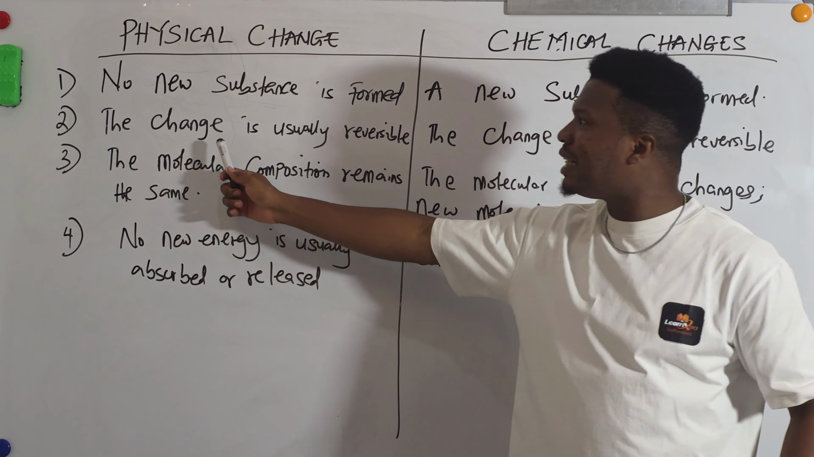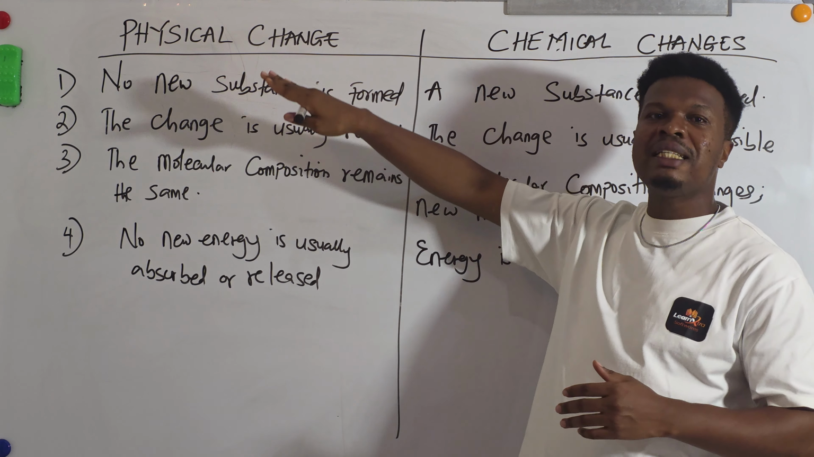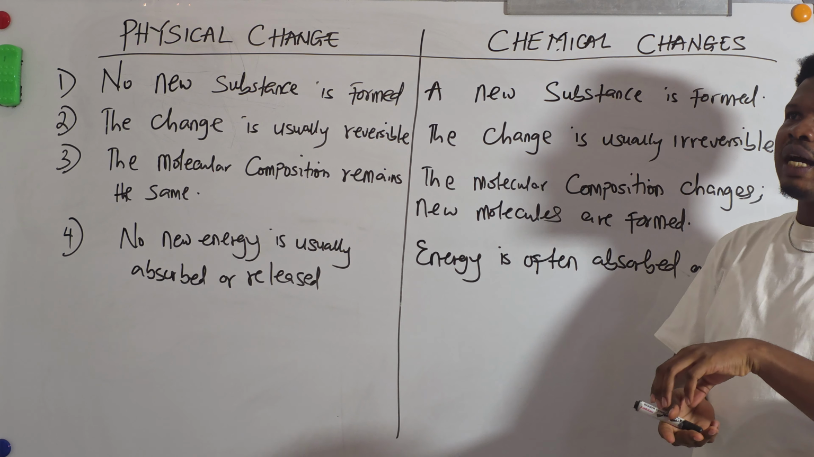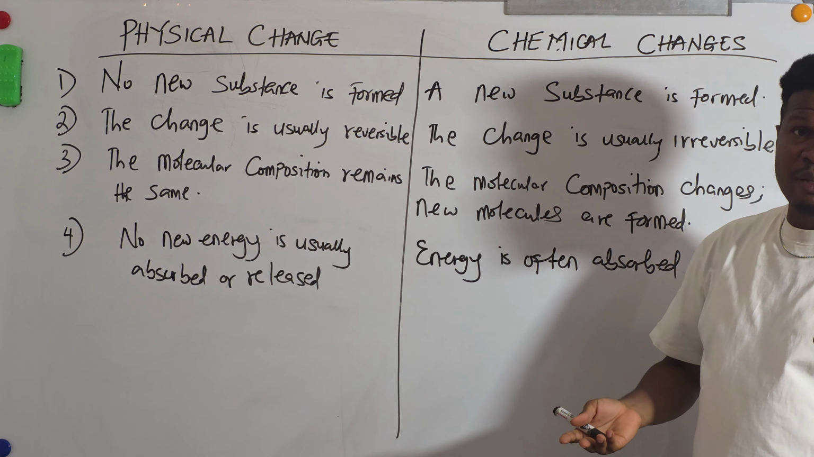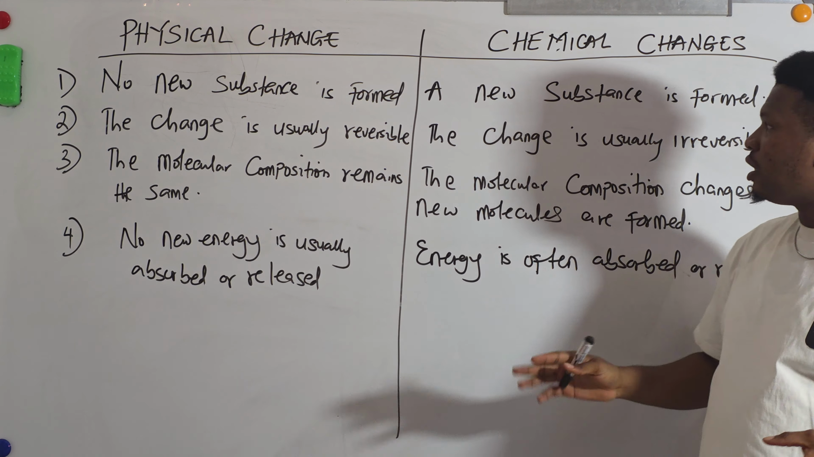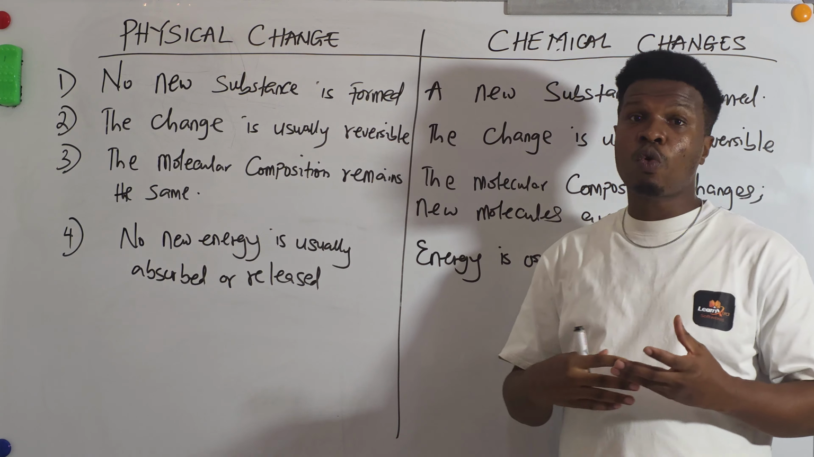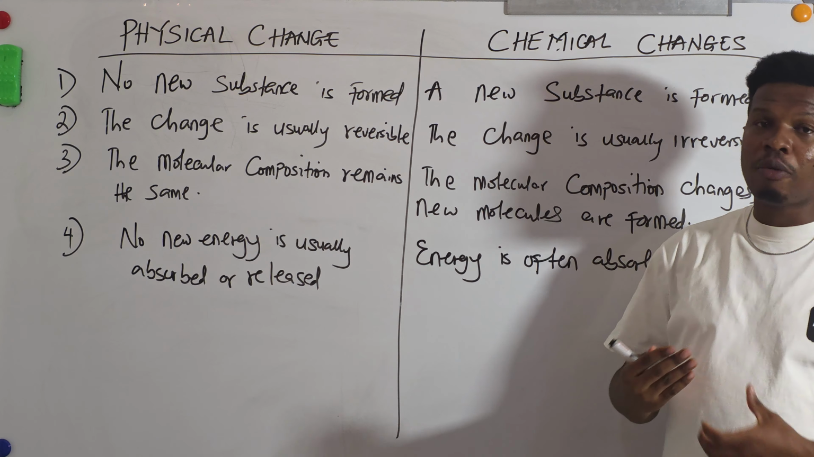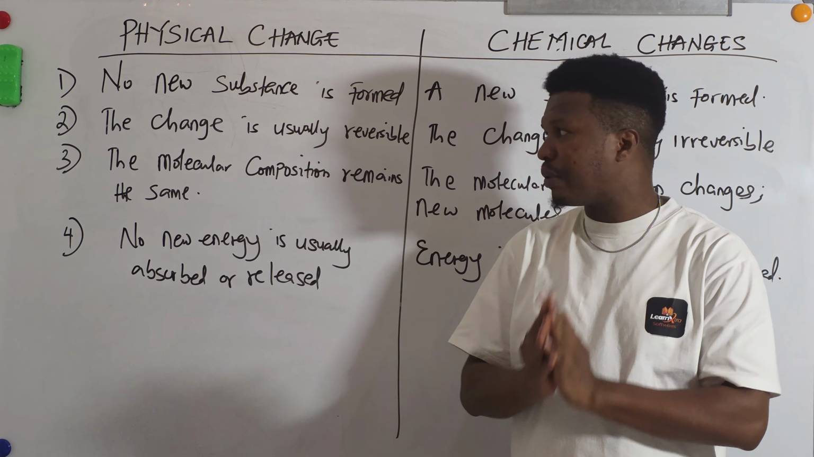So the next one is that the change is usually reversible. For physical changes, the changes are reversible most times. For example, if you put salt in water, you can still remove the salt from the water by the evaporation to dryness method, right? So it's a physical change. But in a chemical change, most of them are irreversible. That is, once the product is formed, you can't bring it back to the reactant. Most of them, not all though, but generally we say that this happens.